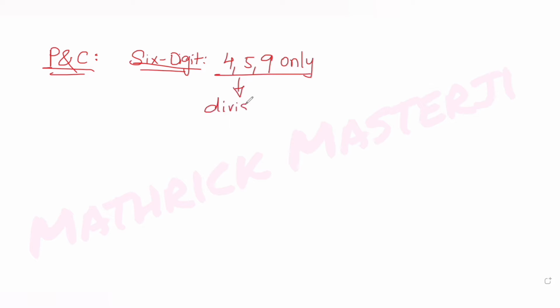And the question given to us from this topic asks us to find out the total number of six-digit numbers you can form using the digits 4, 5, 9 only, and the numbers you're forming should be divisible by 6. So we need to figure out how many six-digit numbers we can form using these three digits such that the numbers formed are divisible by 6.